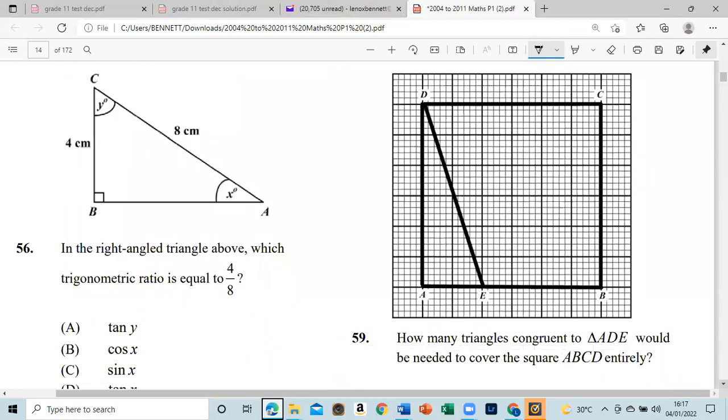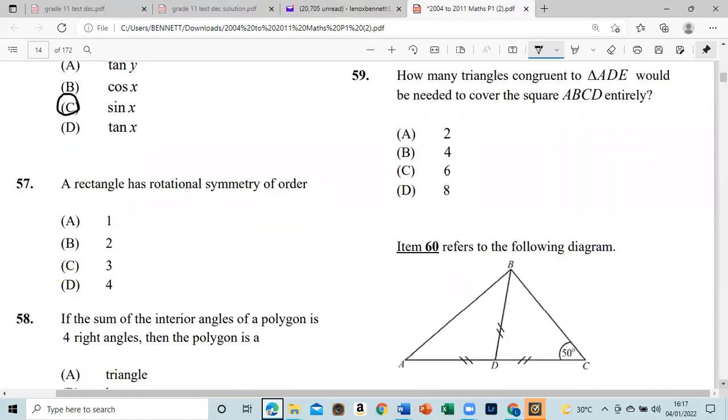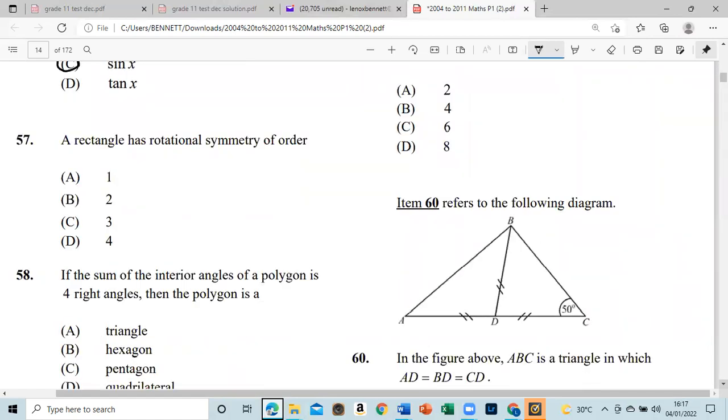All right, in the right-angled triangle above, which trigonometric ratio is equal to 4? Is it tan or cos or something? So opposite over hypotenuse, from X, so that's sin. Opposite over hypotenuse. Now I'm going to figure it out. The 7th: a rectangle has a rotational symmetry of order of.